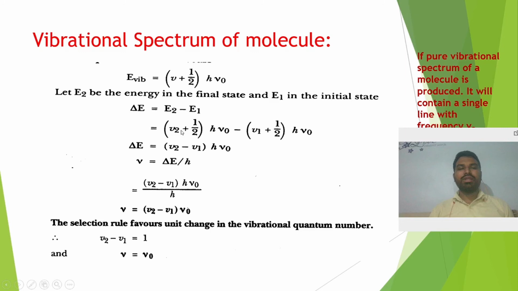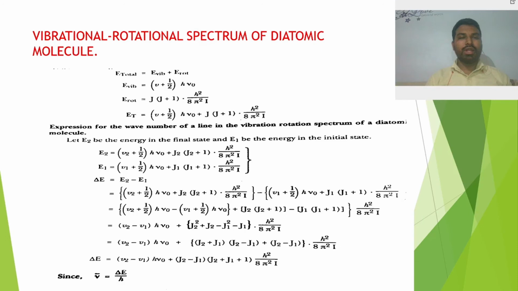Now, vibrational rotational spectrum of a diatomic molecule. We will study both the vibrational as well as the rotational spectrum at one time, which will be known as the vibrational rotational spectrum of a diatomic molecule. Now we will have to know the total energy here. E total will be given by E vibrational plus E rotational.